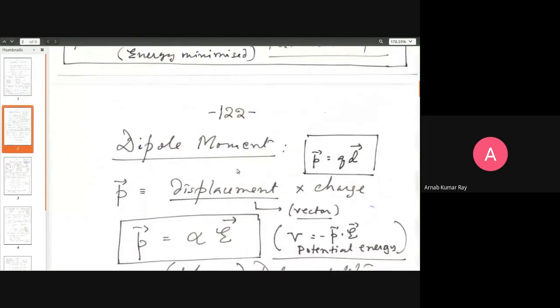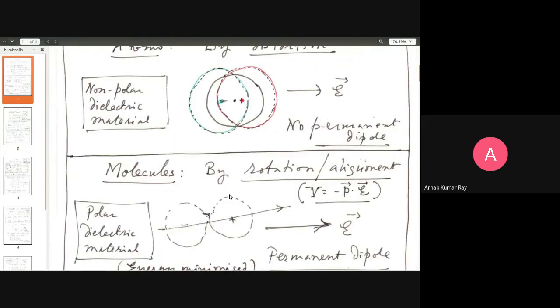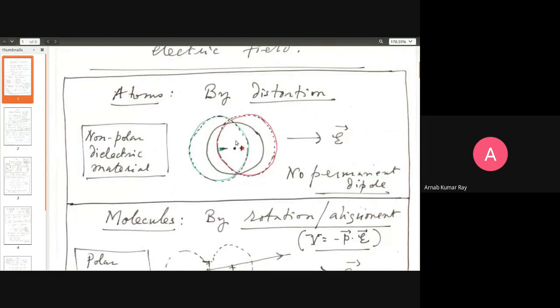But I'm sorry about that little confusion I created. This discussion that P is proportional to the electric field pertains largely to atoms, where distortion is brought about by the electric field, and therefore a substantial dipole moment can only be achieved by a strong external electric field.